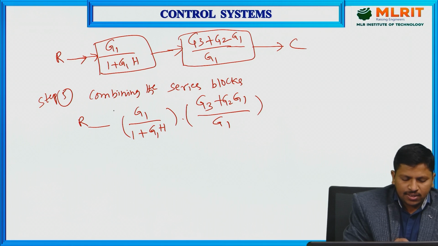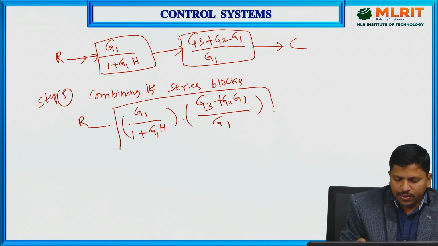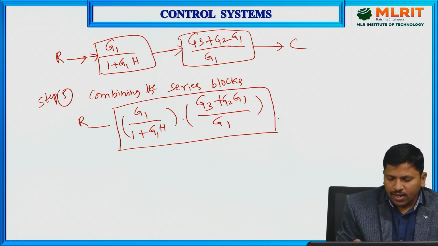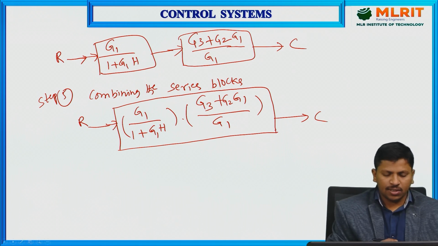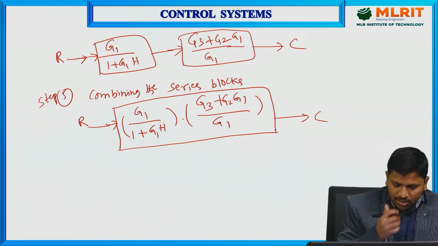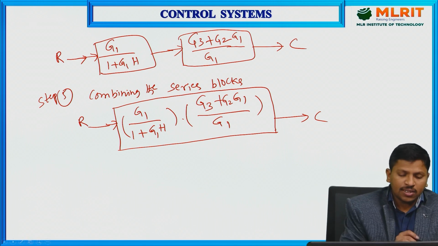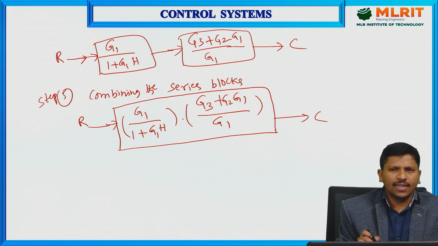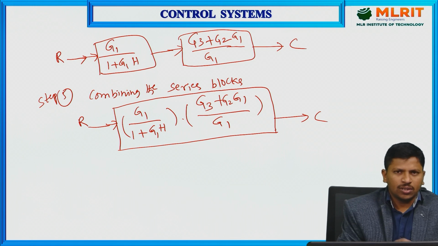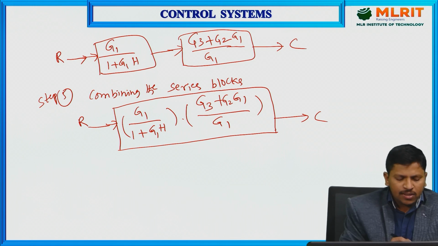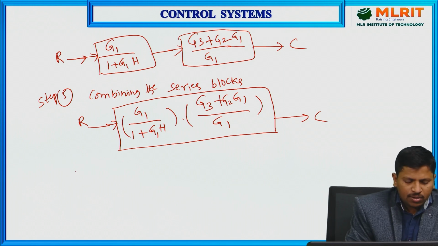Okay, this is reduced into the single block representation. Here the output is C and the input signal is R. Just observe here, the G1 terms both get cancelled. What is the transfer function here? We need to calculate the C by R ratio. That is the transfer function here, transfer function C by R.